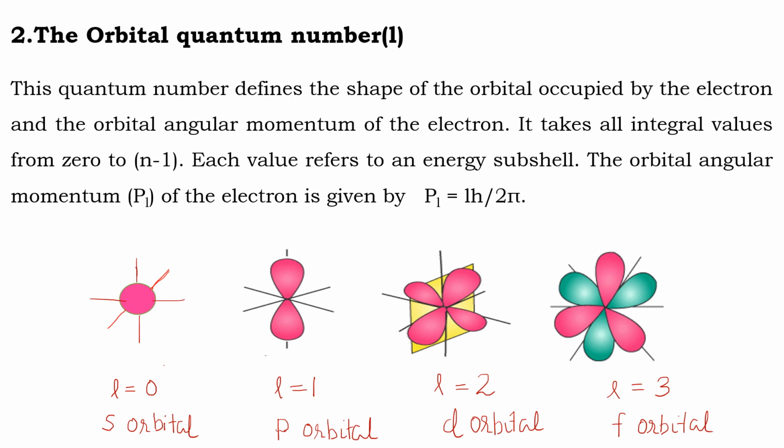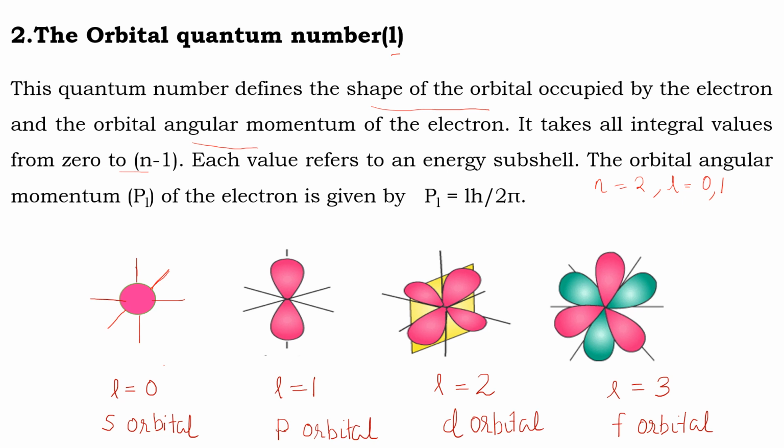The second is the orbital quantum number, represented by L. This quantum number defines the shape of the orbit occupied by the electron and the angular momentum of the electron. It takes all integral values from 0 to n minus 1. That is, if n is equal to 2, then L can have values from 0 to n minus 1, that is 0 and 1. So the value of the orbital quantum number L depends on the value of the principal quantum number n.